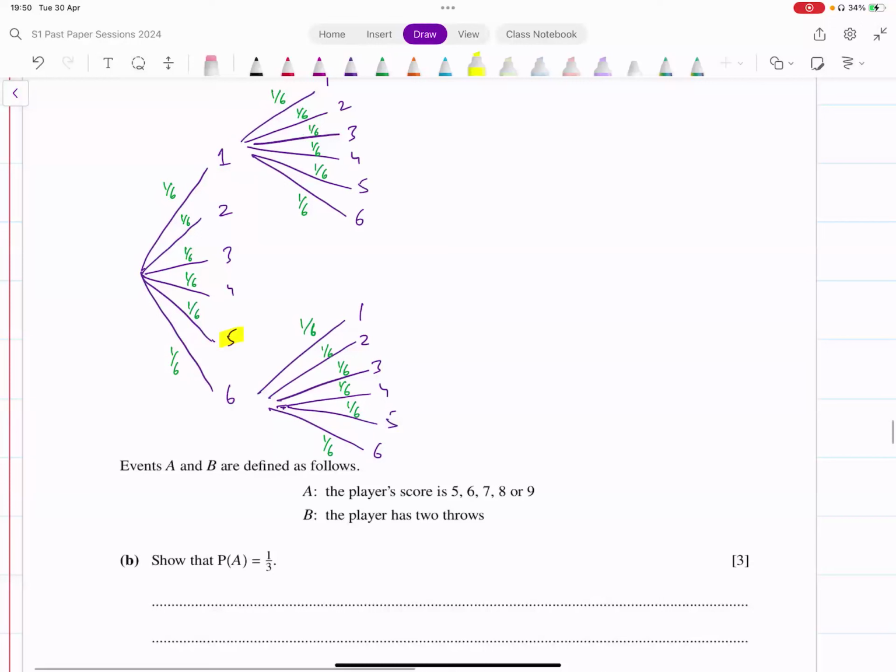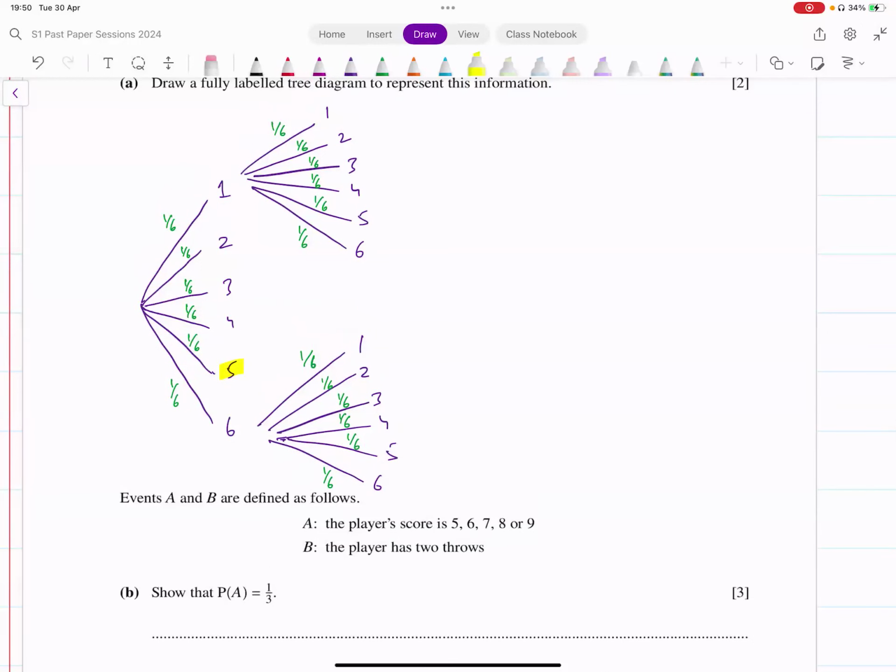How else, where else can you get a score of 5, 6, 7, 8, and 9? If you get 1 the first time, the second time, if you get 4, the score becomes 5, right? 1 plus 4 is 5. And the second time, you could also get 5 because then the score would be 6. You could get 6 because then the score would be 7. So these are 3 cases that you get from this first part of the second step. And then similarly, you want 5, 6, 7, 8, or 9.